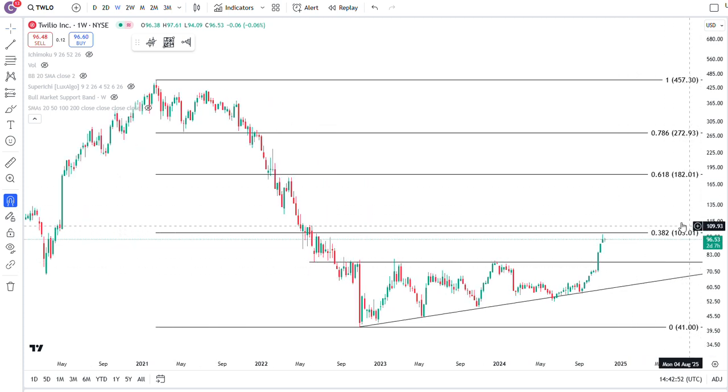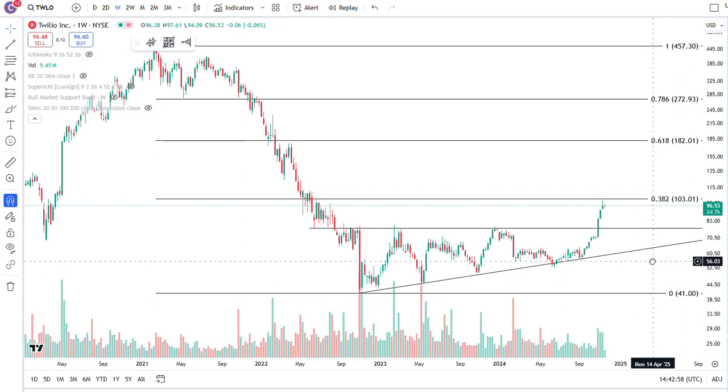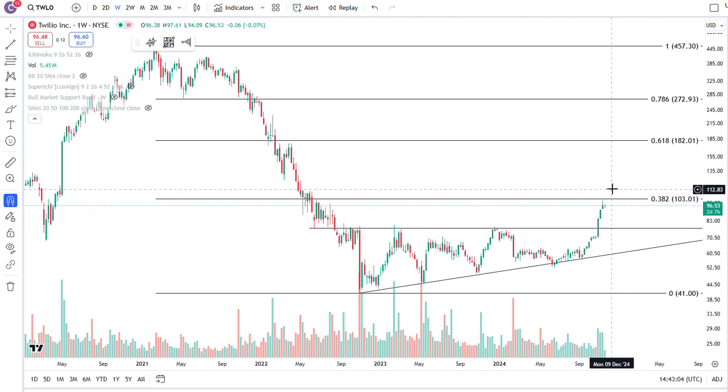Around 103.01, which is going to be a pretty strong resistance level here. I also would be a little bit more cautious if it just keeps pushing up there on declining volume. We'll see how this week's volume is like. But we're getting close to resistance.